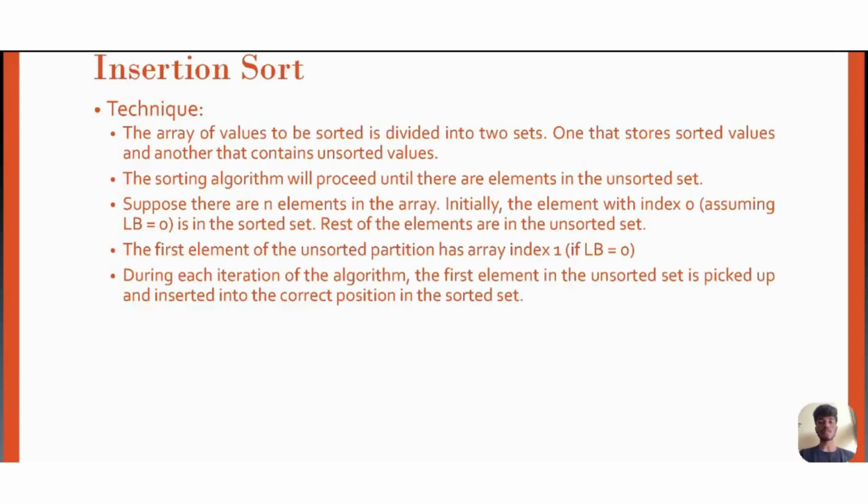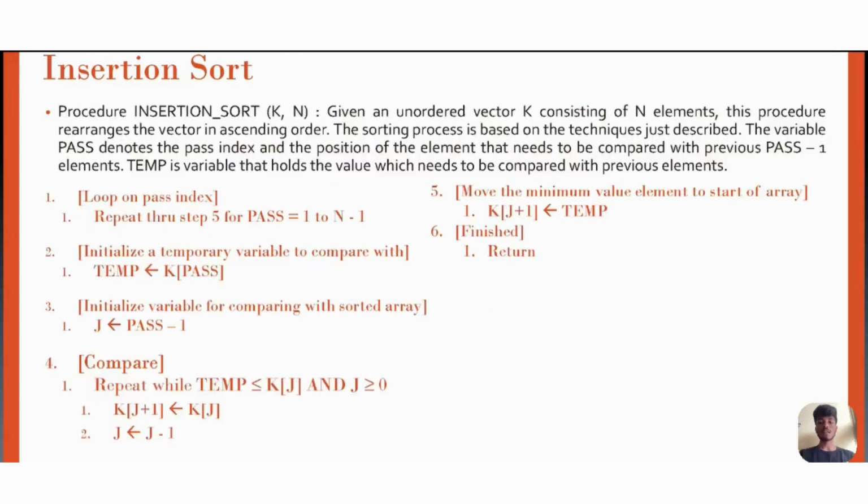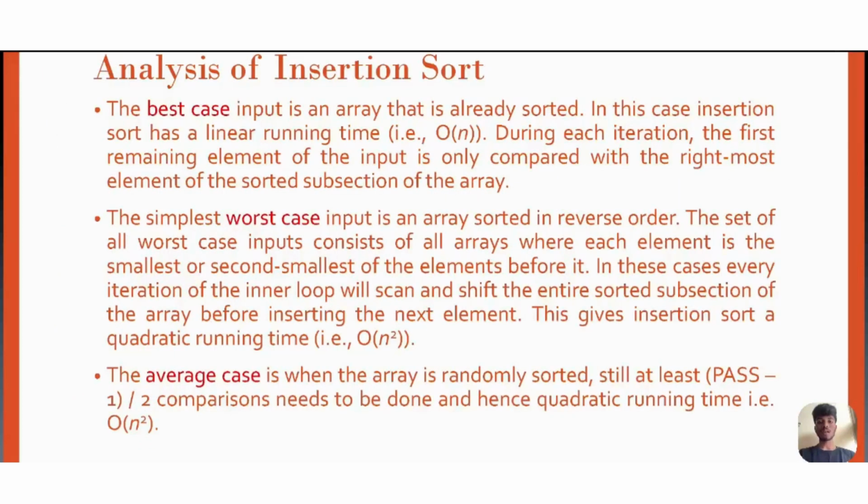The first element of the unsorted partition has array index 1 if low bit equals 0. During each iteration of the algorithm, the first element in the unsorted set is picked up and inserted into the correct position in the sorted set. Insertion sort procedure: repeat step 5 for pass 1 to n minus 1. Initialize a temporary variable to compare, temp equals K of pass. Compare, and move the minimum value element to the start of the array. At last, stop.